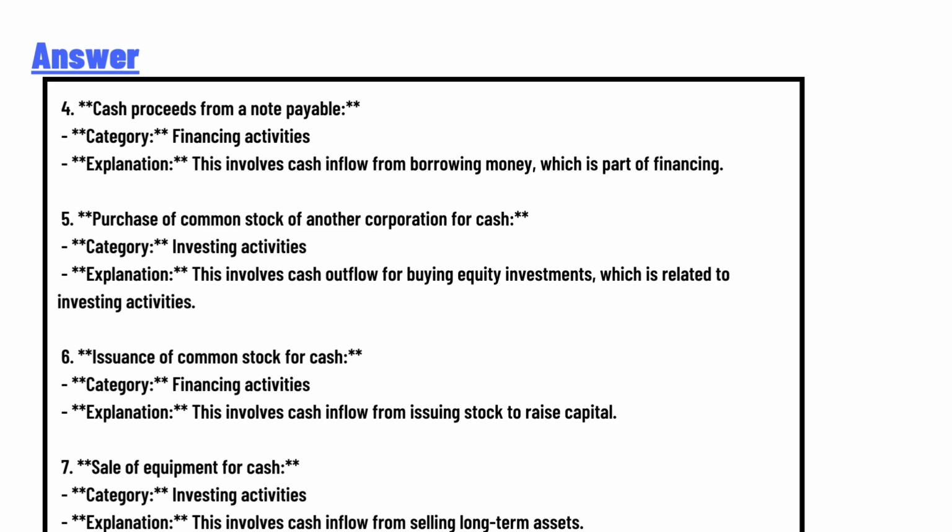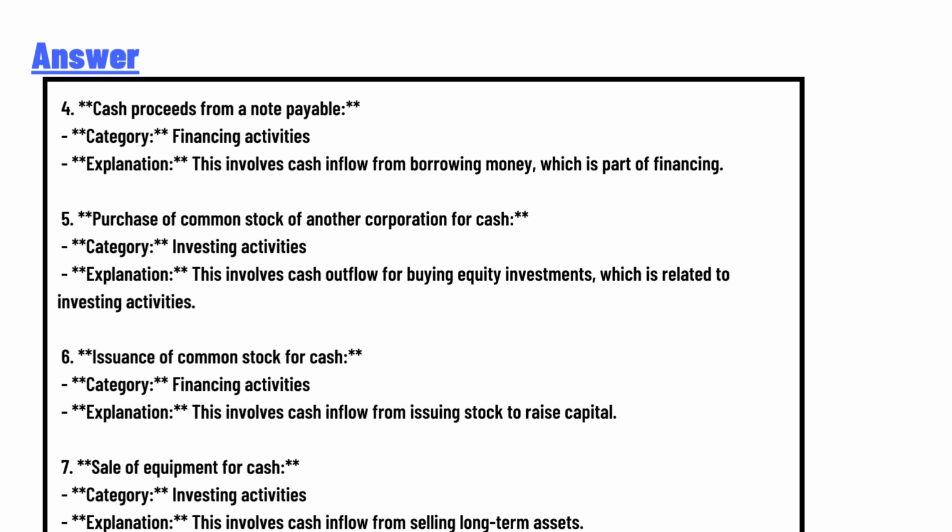Summary: here's a summary table. Payment of cash dividends to shareholders, financing activities. Payment of principal on note payable, financing activities. Purchase of equipment for cash, investing activities. Payment of employees' salaries, operating activities. Collection of cash from customers, operating activities. Cash proceeds from a note payable, financing activities. Purchase of common stock of another corporation for cash, investing activities.